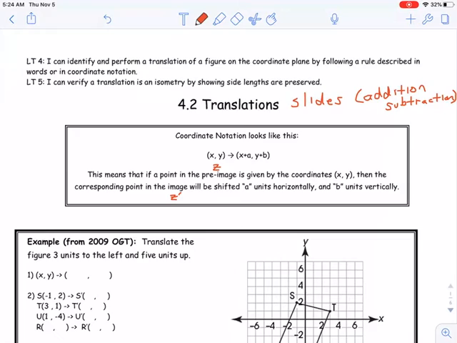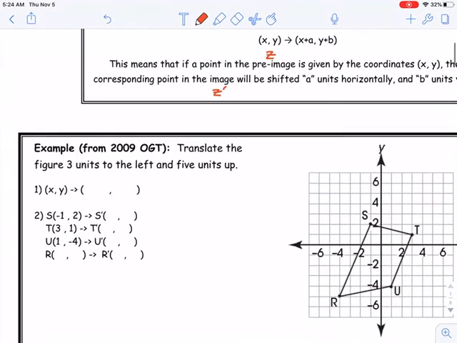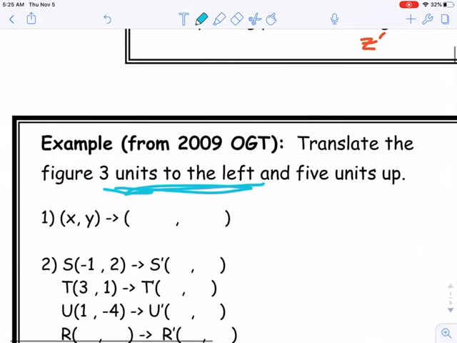Let's dive into this. Here's an example from the 2009 OGT. Translate the figure 3 units to the left and 5 units up. We have to take the English language: 3 units left. Remember, a is your horizontal, so 3 units to the left is going to be x minus 3. And then 5 units up is the vertical shift, plus 5.